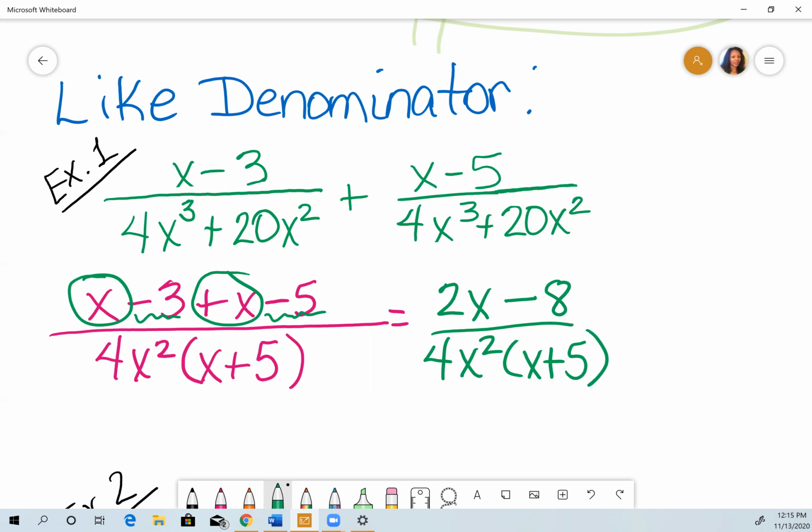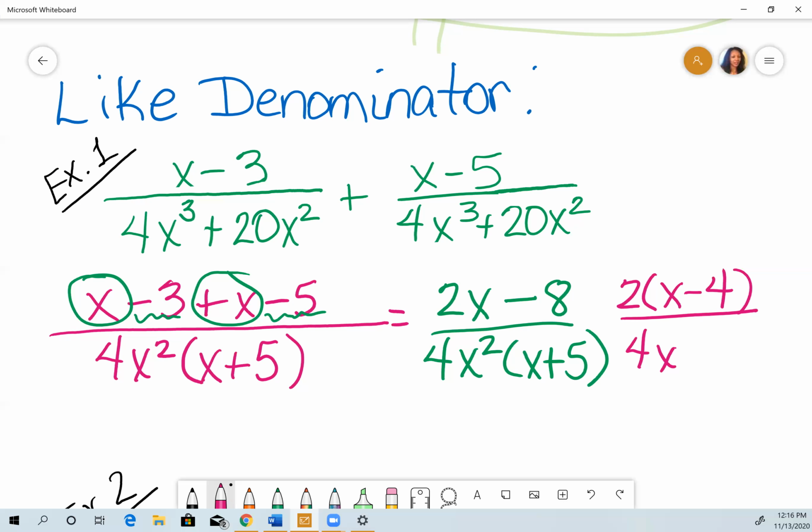Well, if I look at the top on the numerator, I see that I can further simplify that. So that's what I'm going to do. And that means I can divide both of those terms by 2. In doing so, I'm left with x minus 4. If I want to double check my work, then I can multiply it out. So 2 times x is 2x, 2 times negative 4 is negative 8.